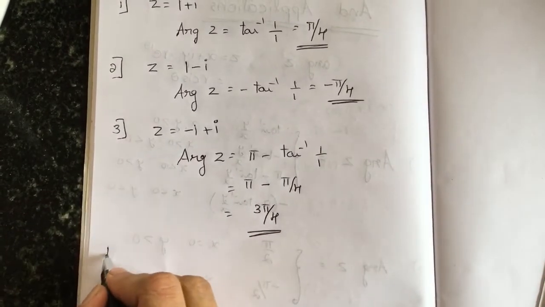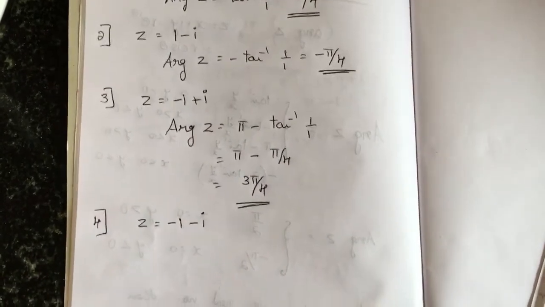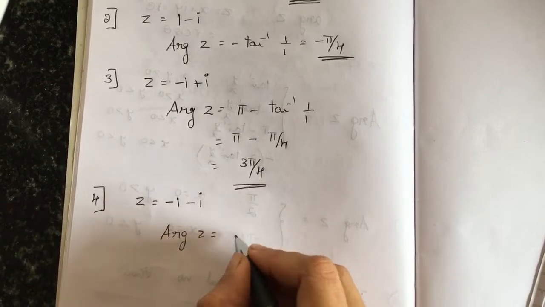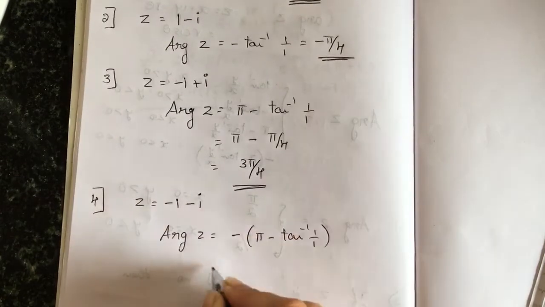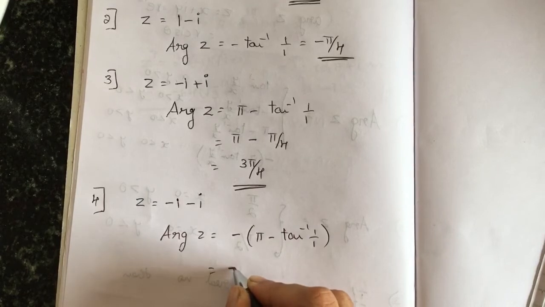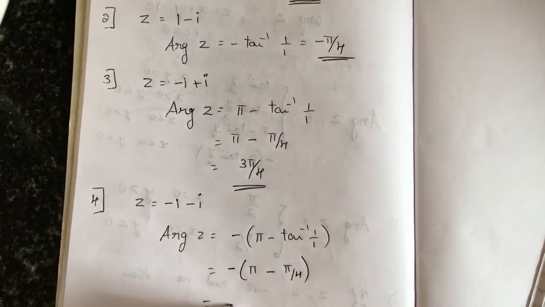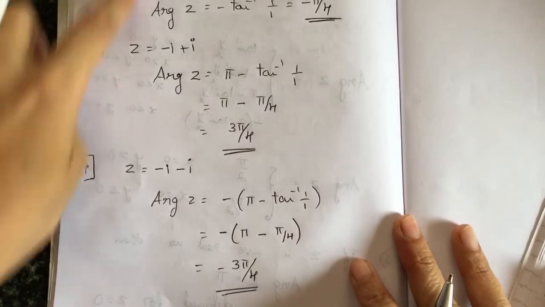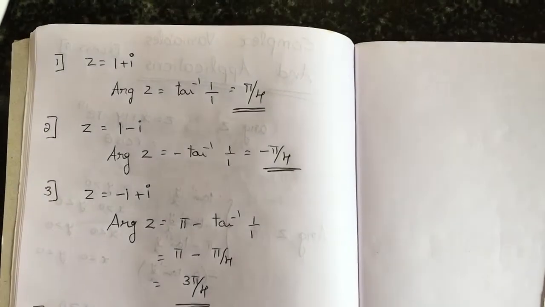Okay, and when both x and y are negative, that's minus 1 minus i. So in that case the argument of z is nothing but minus of pi minus theta, that's tan inverse of 1 by 1, so it's minus of pi minus pi by 4, which will be minus 3 pi by 4. So these are the cases where I'm taking different signs of x and y.